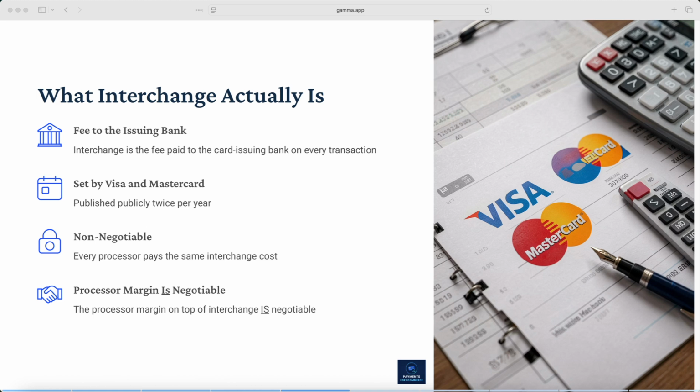It's completely non-negotiable. What is negotiable, and this is the key point, is the margin your processor charges on top of interchange. That's the number you should be focused on when you're evaluating or switching processors. The interchange is fixed. The margin is where the deal gets made.